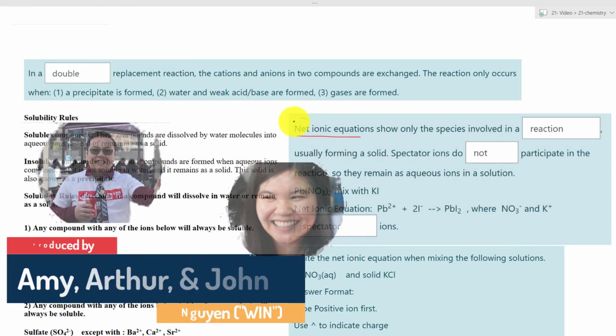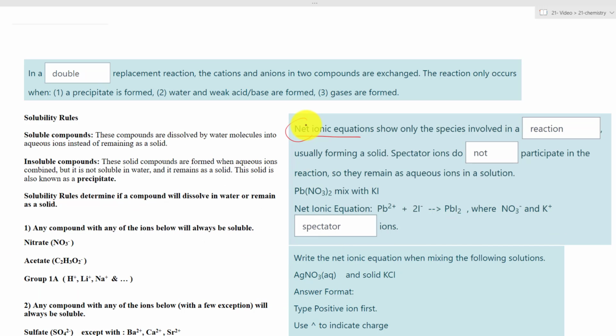This term net is basically the term for overall. So this net ionic equation only shows the species, more specifically chemicals, okay? So we are looking at another word for chemicals that are involved in a reaction, usually forming a solid. It could be a gas, or it could be a specific liquid as well. So it will tell you in the situation that describes a chemical reaction.